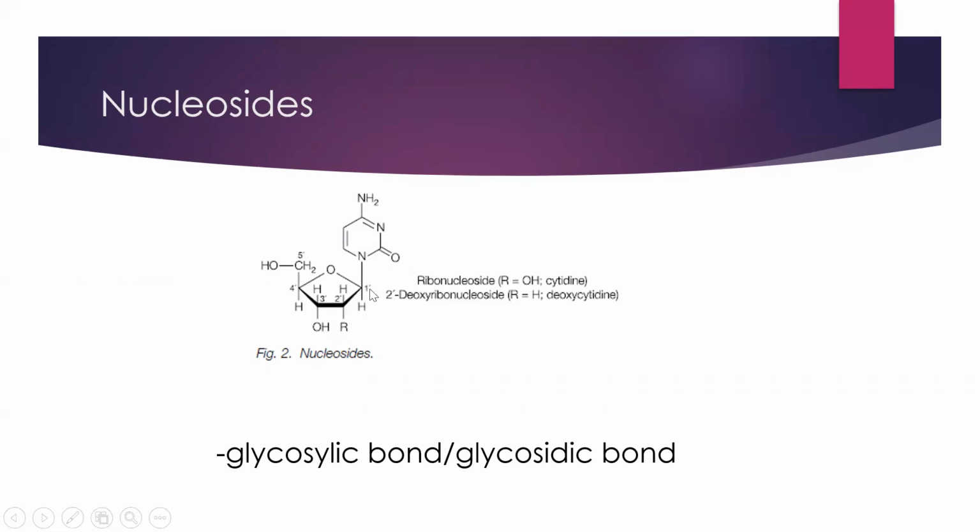So these nucleosides are nothing but the nitrogenous bases covalently attached to the 5-carbon sugar moiety, that is pentose, either ribose or deoxyribose. And the covalent linkage which connects this nitrogenous base and sugar moiety is the glycosylic bond, or it is also called the glycosidic bond.